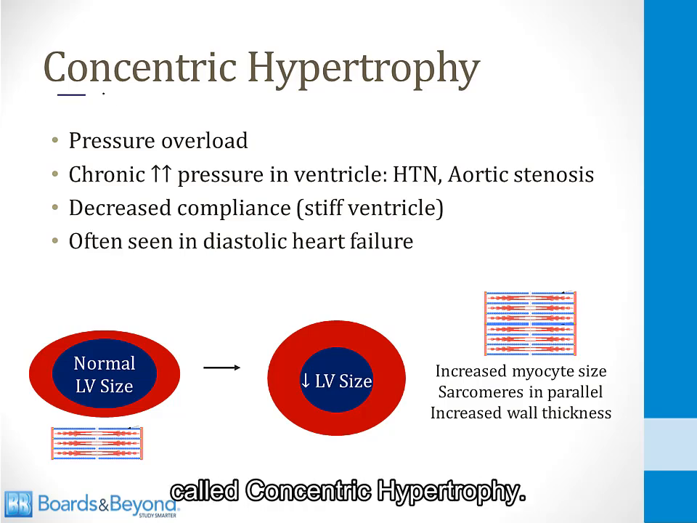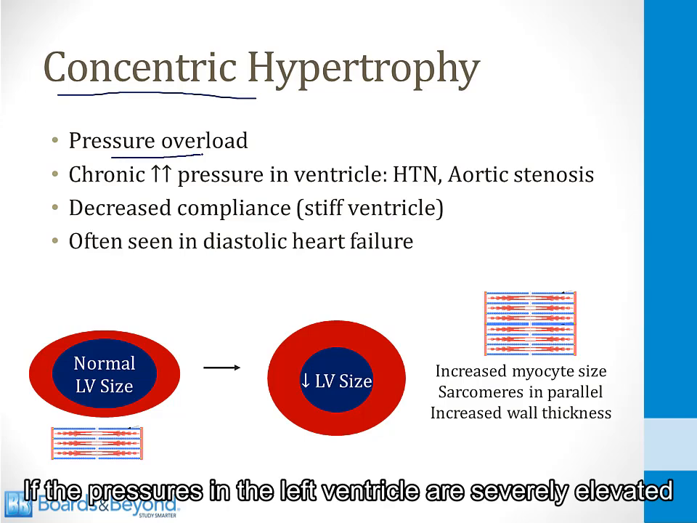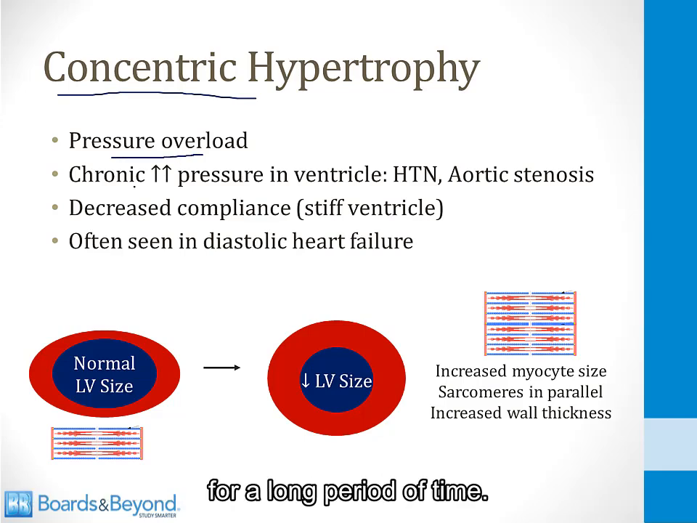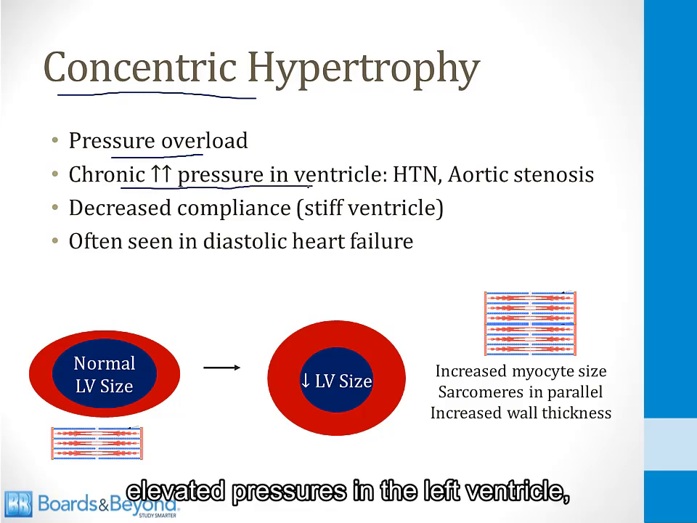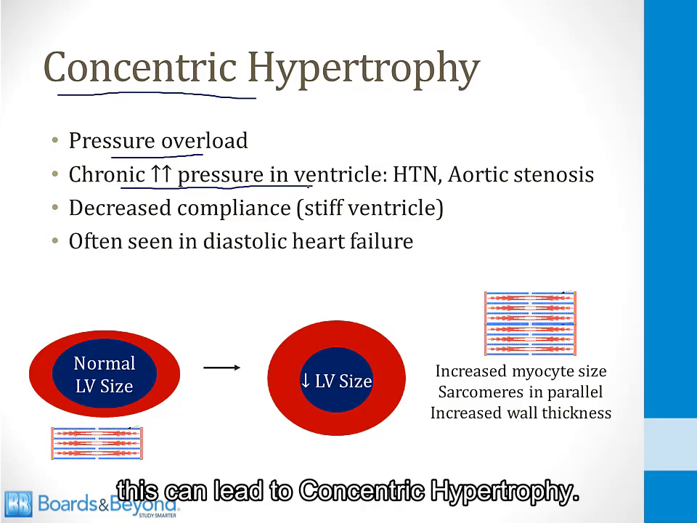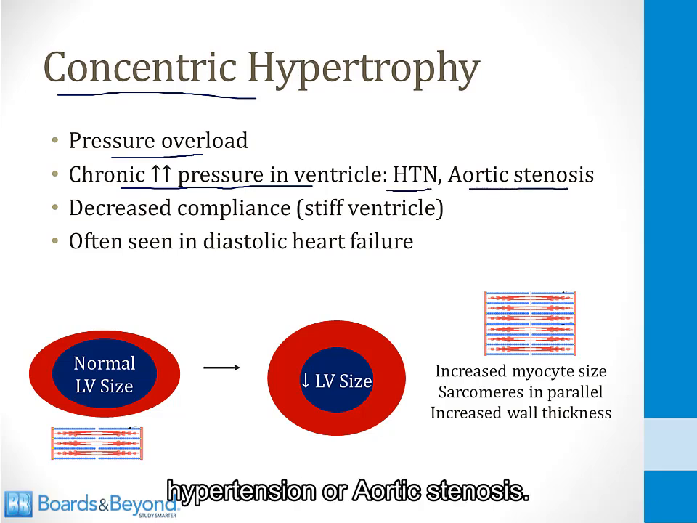In contrast to dilated cardiomyopathy and eccentric hypertrophy, there is another pathologic process that can occur in the left ventricle called concentric hypertrophy. This occurs in response to pressure overload. If the pressures in the left ventricle are severely elevated for a long period of time, in other words, if you have chronically, markedly elevated pressures in the left ventricle, this can lead to concentric hypertrophy. This sometimes occurs in the setting of severe untreated hypertension or aortic stenosis.